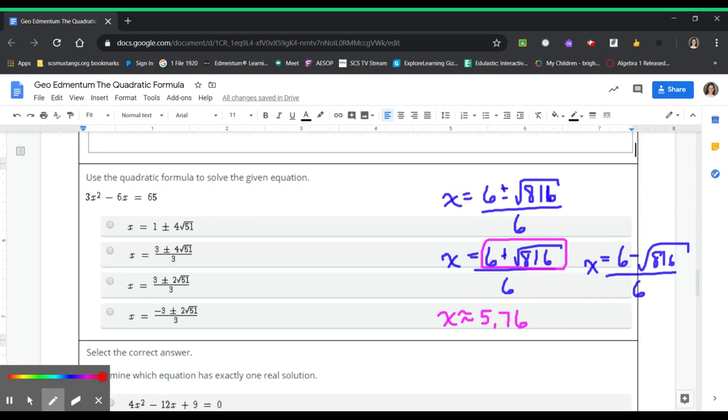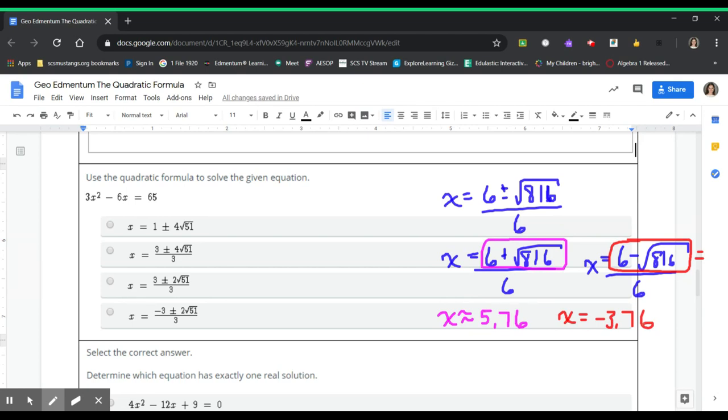Now we need to do the same thing for our other answer. I'm going to put this into my calculator first, hit the equals button, and then hit divide by 6. So 6 minus that square root of 816 equals, I got negative 22.5657 with some more decimals. I'm going to divide that by 6, and my second x value is going to be negative 3.76 with more decimals, but I'm rounding it to that.